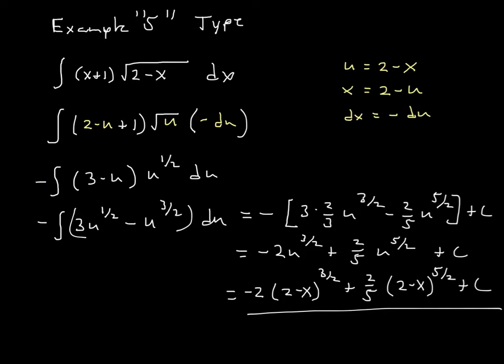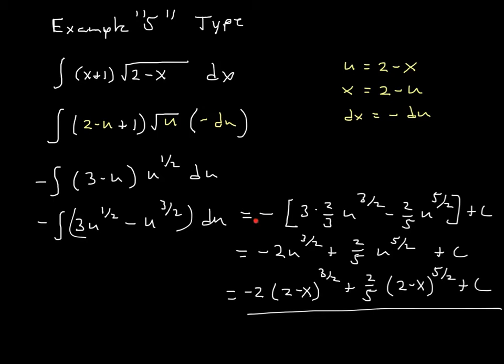That's going to be negative integral of, when I combine the like terms, I'll get 3 minus u times u to the 1/2 du. I distribute that u to the 1/2, so I get negative integral of 3u to the 1/2 minus u to the 3/2 du. So I now have to integrate this.